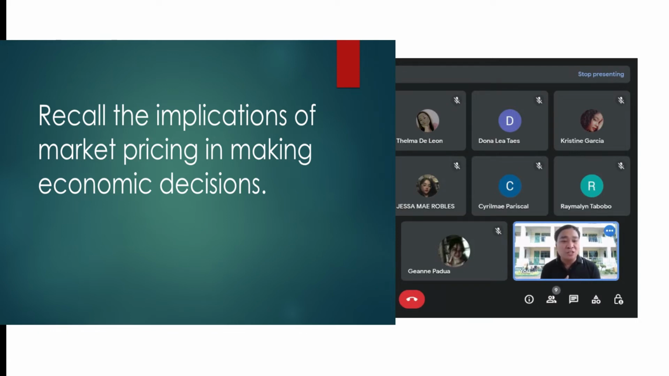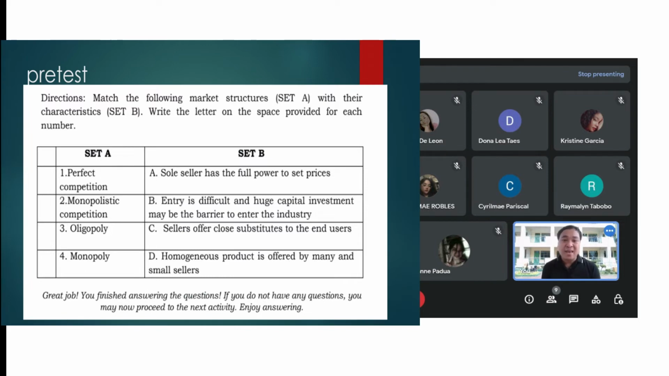As we start with our discussion for this morning, I want you to answer the following questions. This is a pre-test and it's a matching type question. Please bring out your test notebook to answer these questions. I'm giving you 2 minutes to answer the said questions. Match the following market structures, set A, with their characteristics. Write the letter on the space provided.